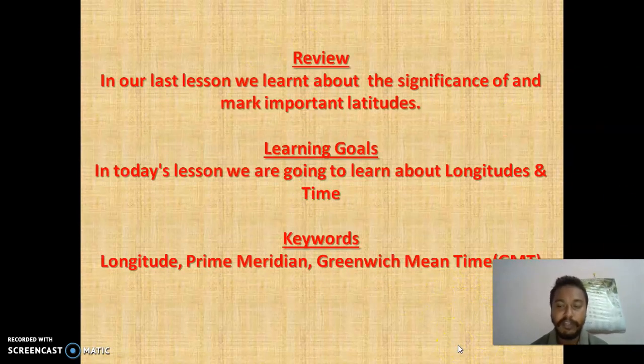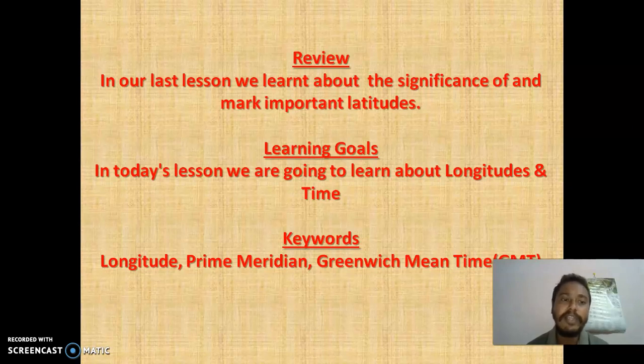So let's do a quick review. In our last lesson, we learned about the significance and marking of important latitudes, like the Tropic of Cancer, Tropic of Capricorn, Arctic Circle, Antarctic Circle, and then the heat zones: torrid zone, temperate zone, frigid zone, all these things.